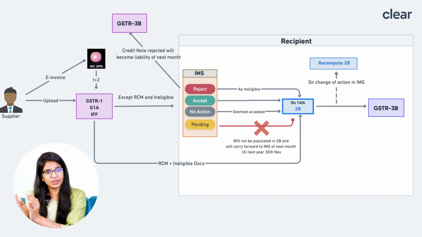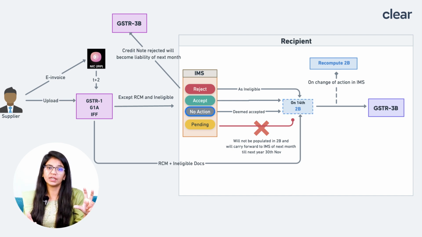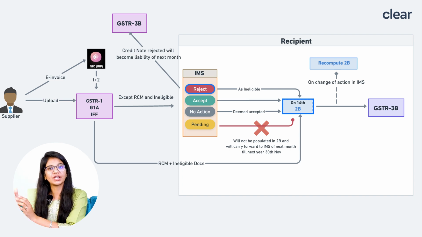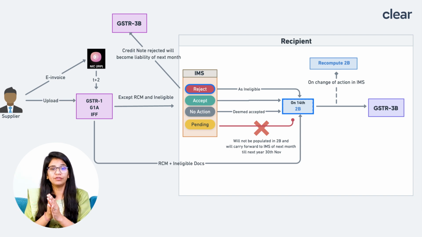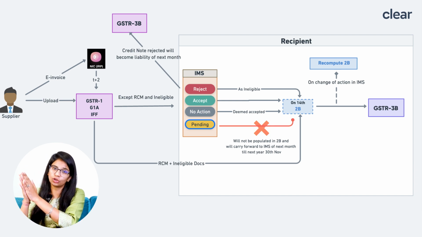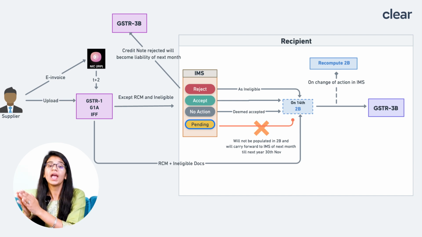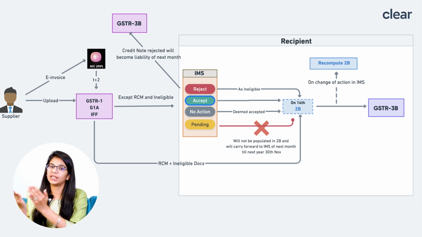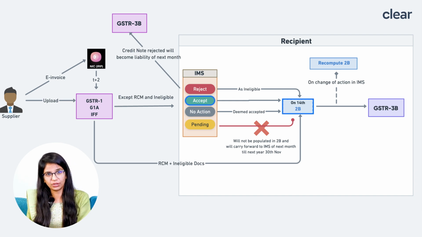Now when this 2B has been generated, when no action was taken, all this information is anyhow present. If that invoice was rejected, then this information will be populated in 2B under a separate section, which is the rejected section. If that document was marked as pending in IMS, then that document is not going to be populated in GSTR-2B and will remain there in IMS itself. If it is accepted, then anyhow the document is there in your GSTR-2B.